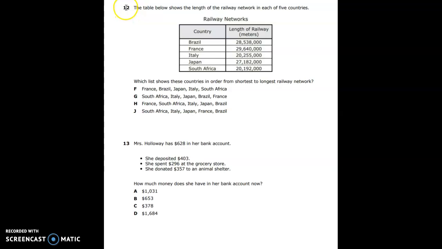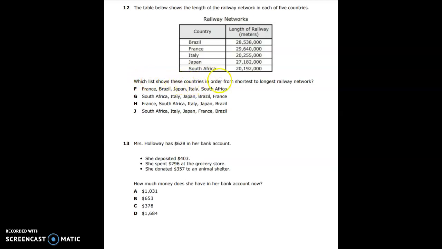Number 12. The table below shows the length of the railway network in each of 5 countries. Here's the country, here's the length of the railway. Brazil, 28,538,000. France, 29,640,000. Italy, 20,255,000. Japan, 27,182,000. South Africa, 20,192,000.